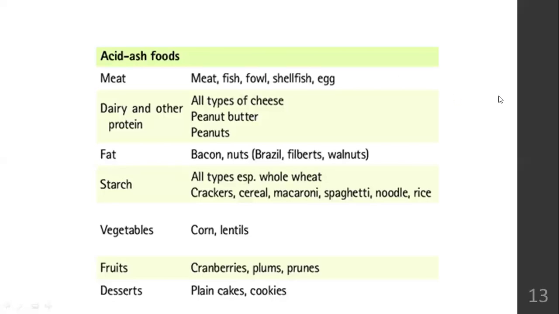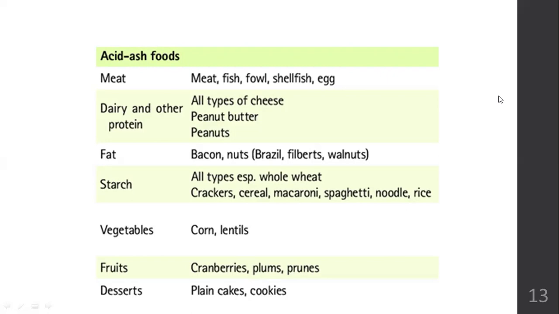So based on the type of stone, what type of stone are you suffering from? Is it calcium, magnesium, carbonate? Those are called alkaline urine. In such situations, it is alkaline urine. Hence, you have to give acid ash food.